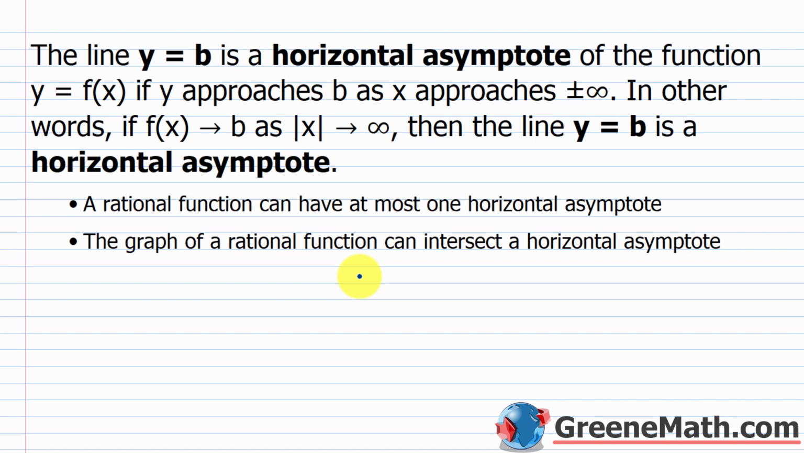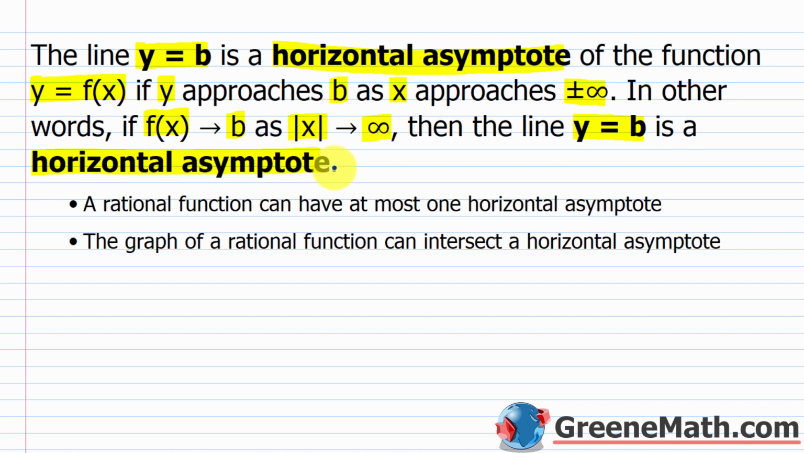All right, let's talk about a horizontal asymptote now. So the line y equals b is a horizontal asymptote of the function y equals f of x if y approaches b as x approaches positive or negative infinity. So in other words, if f of x, or again you could say y, approaches b as the absolute value of x approaches positive infinity, then the line y equals b is a horizontal asymptote.